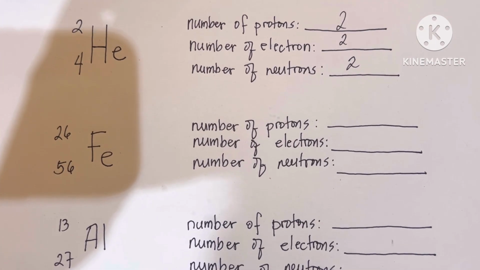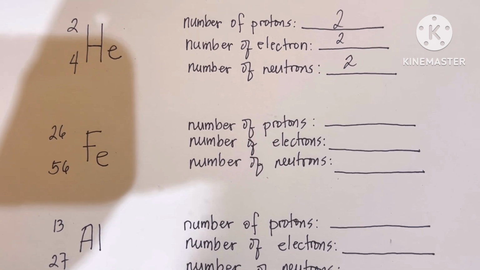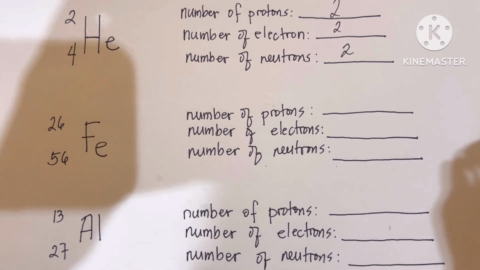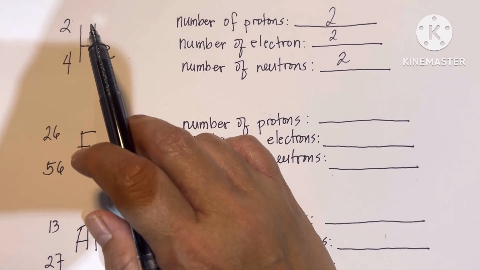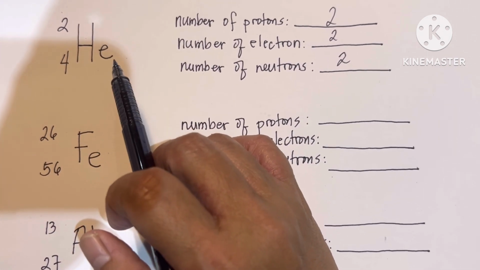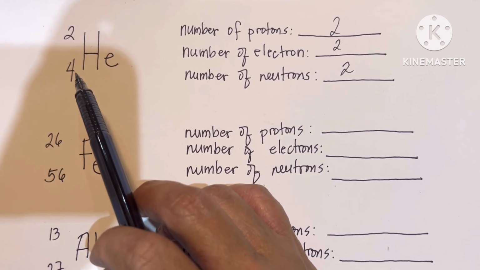Let us have an example on how to get the number of protons, number of electrons, and number of neutrons. Say, for example, we have helium. Helium, chemical symbol is capital H, small e. The atomic number is 2. The atomic mass is 4.